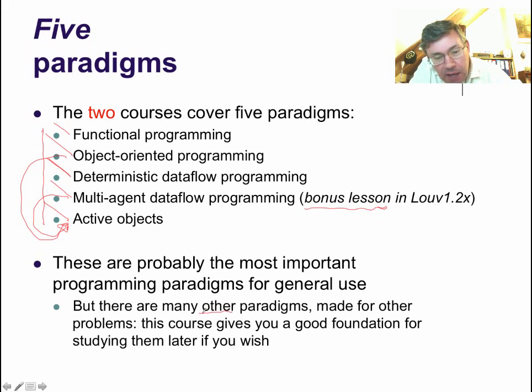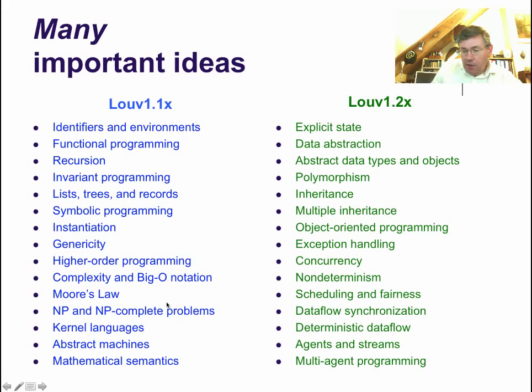But there are many, many others, for other problems. So at the end of the second course, we'll explain a little bit how you can go on. And in the textbook, there are many other paradigms as well that are explained. So we're going to cover 5 paradigms. In fact, we're going to cover many more ideas and concepts. So here we have a partial list. On the left, we have the list for Louvain 1.1x, on the right for Louvain 1.2x.